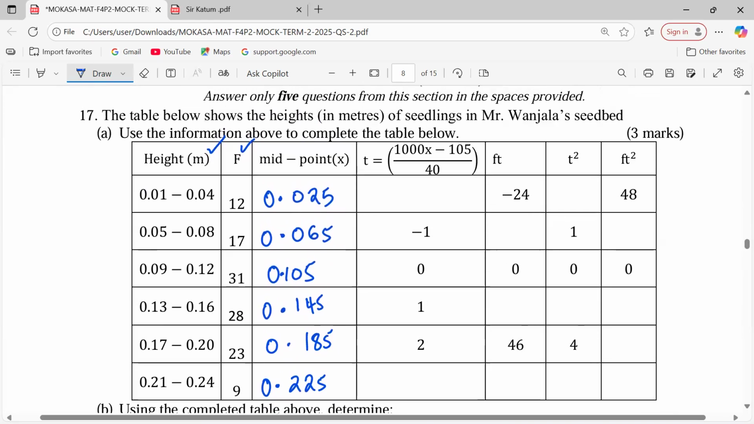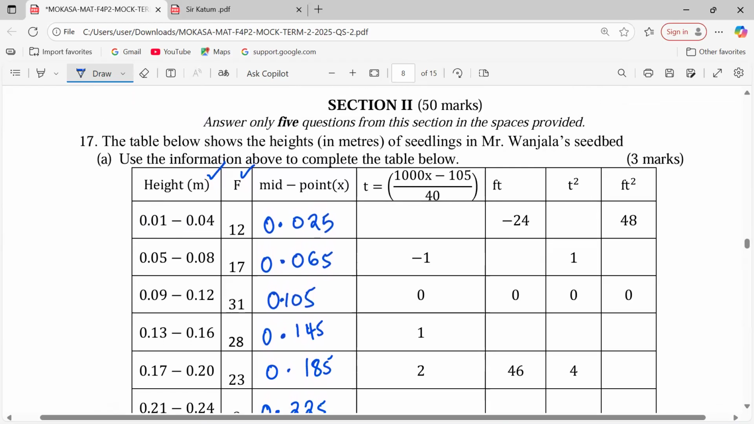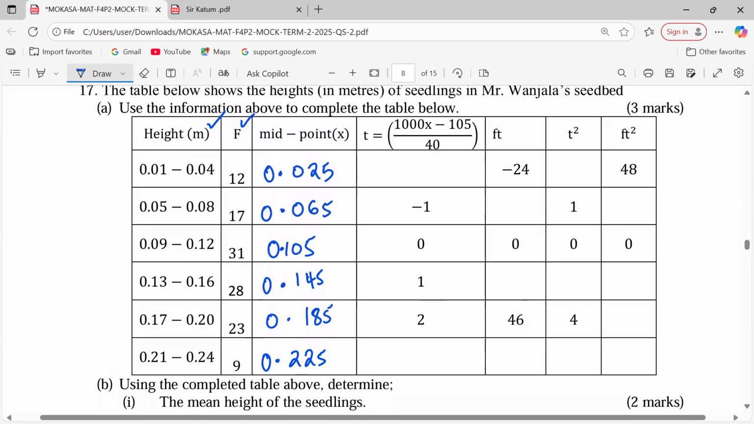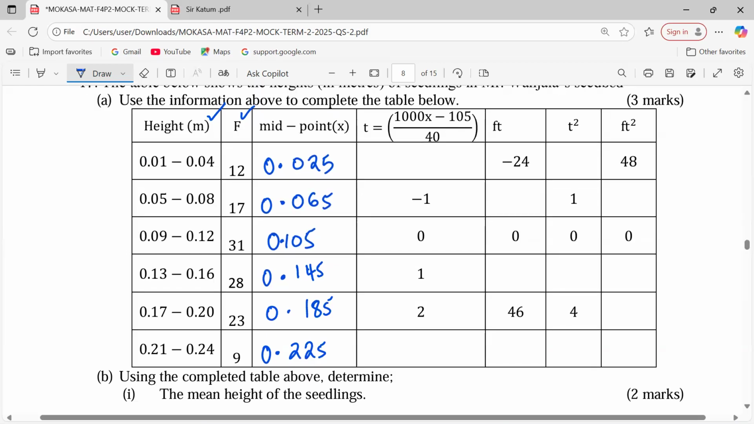The second part, we are getting T. And how do we get T? T is gotten by 1,000, which is a constant, times every midpoint. Then we subtract a certain constant here, which for this case is the assumed mean, 105. Then after subtracting, we divide everything by 40. So now we can get T in all the values.